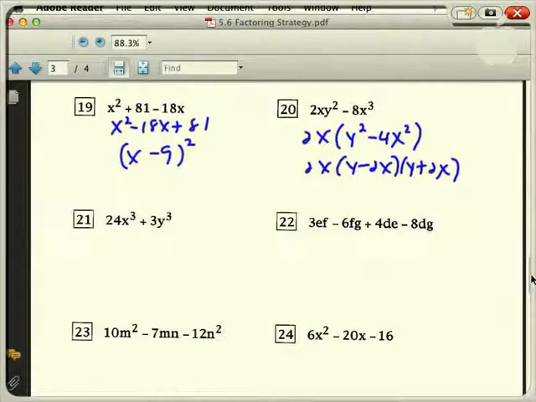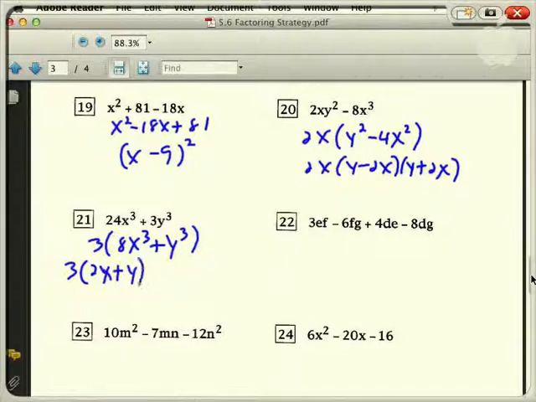In number 21, we can take a 3 out. So we'd have 8x cubed plus y cubed. Inside the parentheses, we've got the sum of two cubes. So it'll go 2x plus y times 4x squared minus 2xy plus y squared.